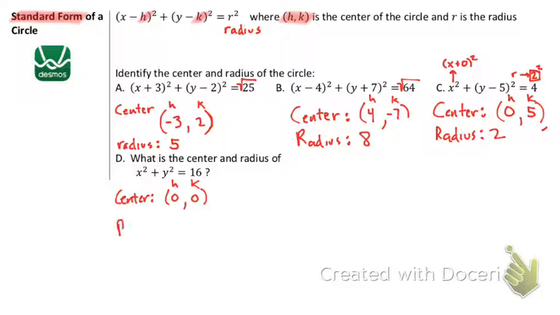Our radius is, here we find it by undoing the power of 2. To undo the power of 2, we square root. The square root of 16 is 4.